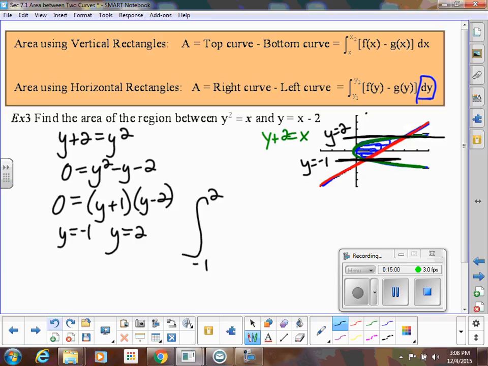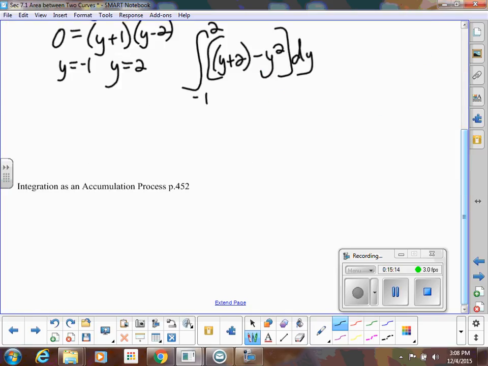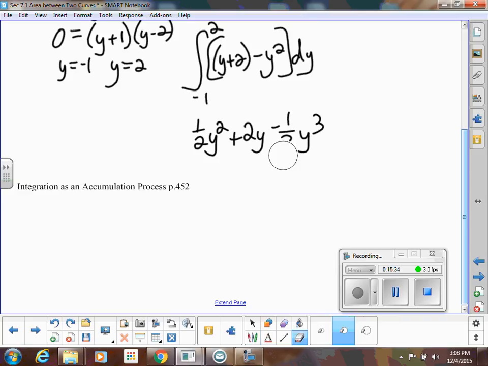From -1 to 2, and then we're doing right minus left. So y plus 2 minus y squared dy. Okay, and then the integration is a lot easier. So let's do it. If I integrate that, that's going to be 1/2 y squared plus 2y minus 1/3 y cubed, evaluated from -1 to 2.